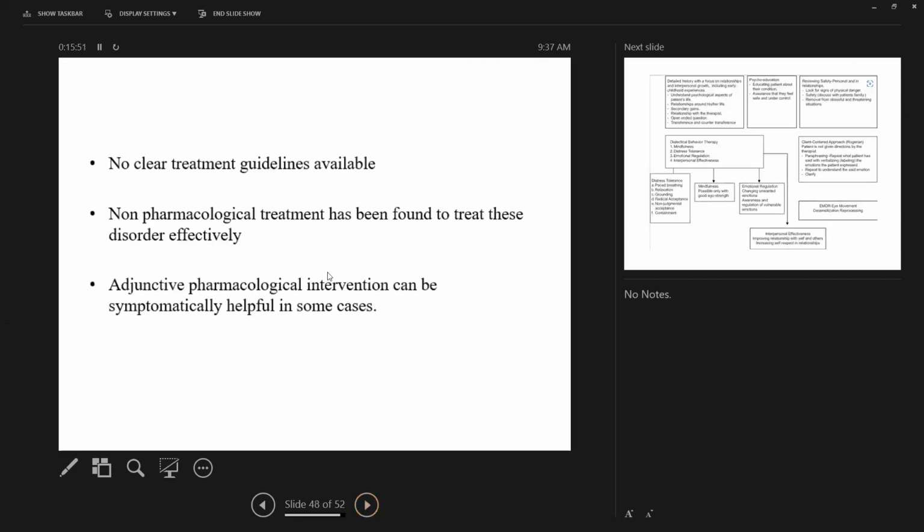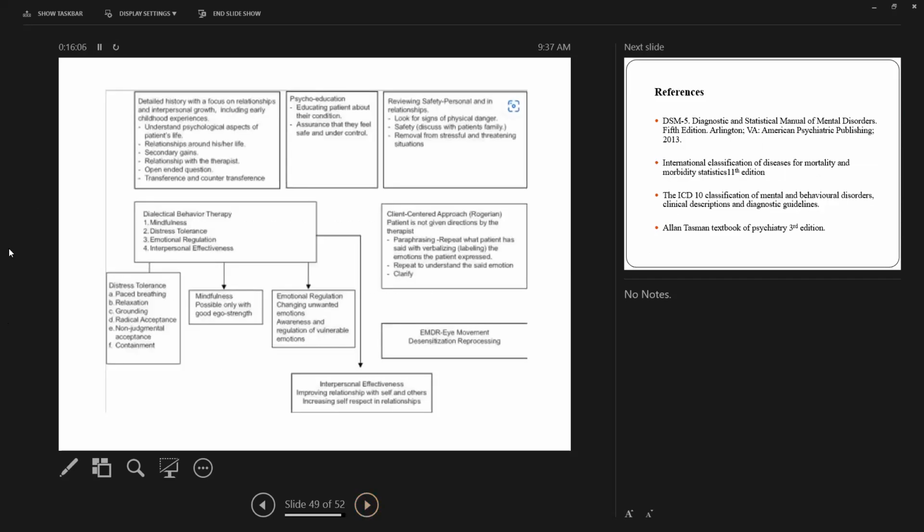Now the management. There are no clear treatment guidelines available. Non-pharmacological treatment has been found to treat this disorder effectively. Adjunctive pharmacological interventions can be symptomatically helpful in these cases. So this is an algorithm which shows how to give psychotherapy to the patient.